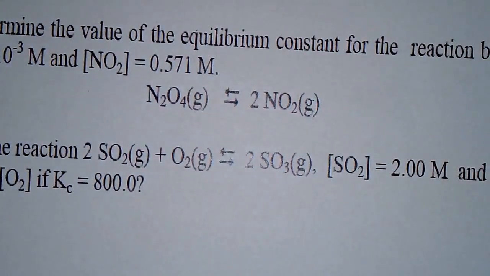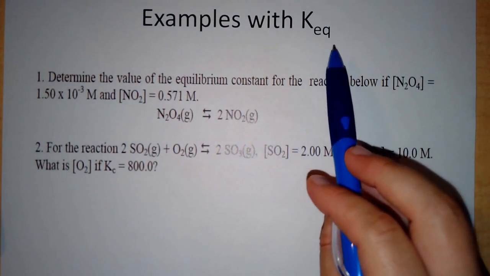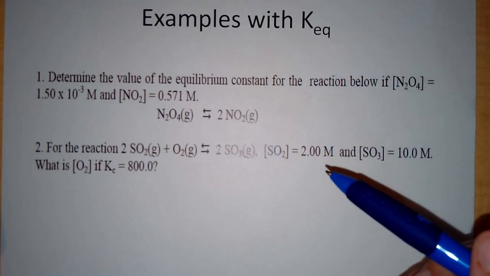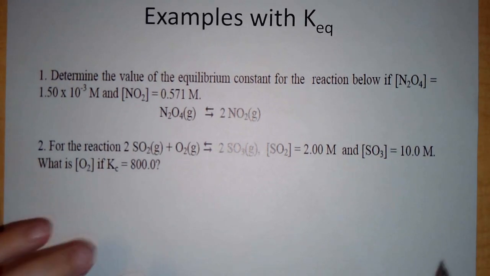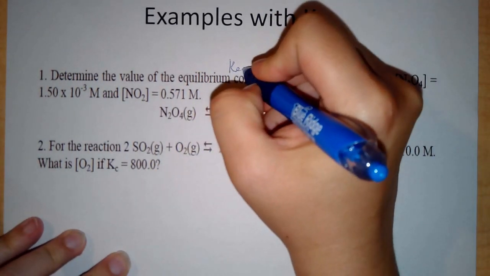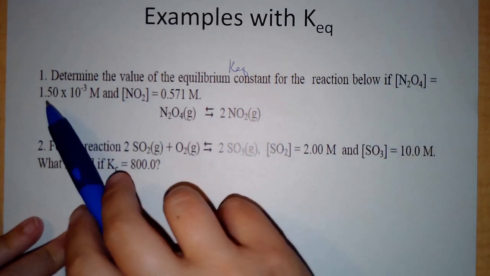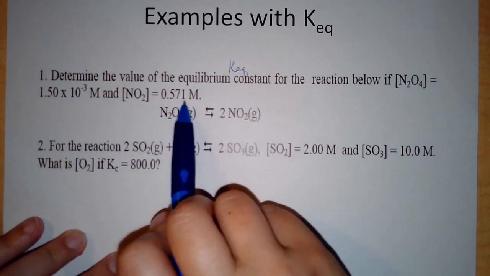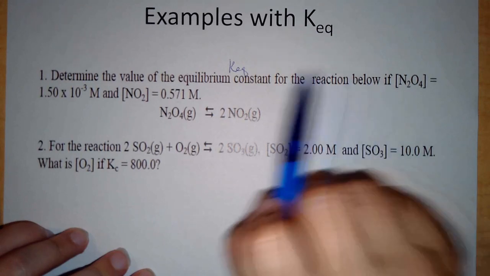Once we have our expression, we can use it to calculate either KEQ values if we know the concentrations at equilibrium, or we can calculate a missing concentration if we know KEQ. So let's look at the first one. We want to find the value of the equilibrium constant, so we're trying to find KEQ for our reaction below if N2O4 is 1.5 times 10 to the minus 3 molar, and NO2 is 0.571 molar. So these would have to be equilibrium values in order to find KEQ.